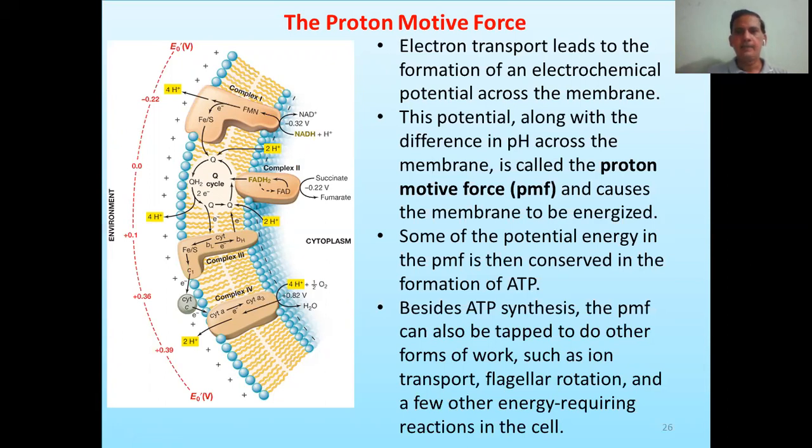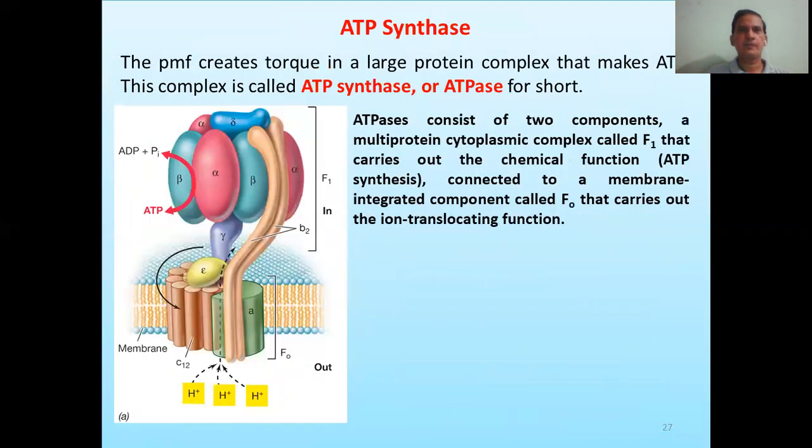Besides ATP, this proton motive force can also be used to do work. There are different kinds of work that could be done. It could be related to the transport of biomolecules across the membrane, or it could be for the movement of the bacteria, so there could be movement of the flagella, or it could also drive other chemical reactions which require energy, some kind of endergonic reactions.